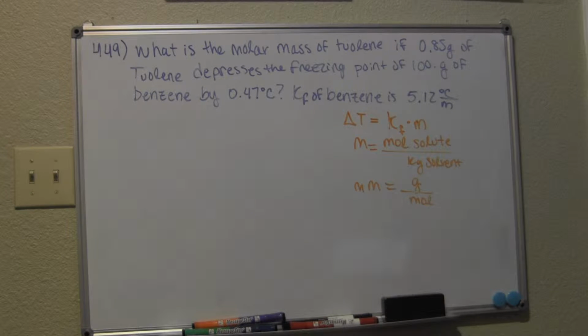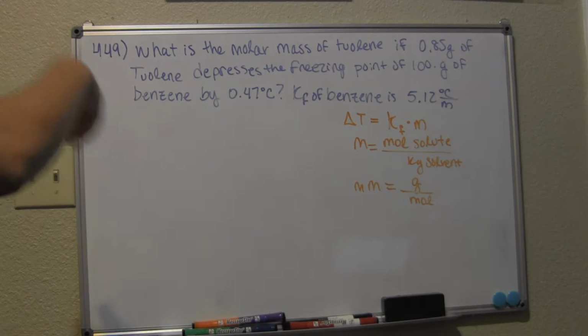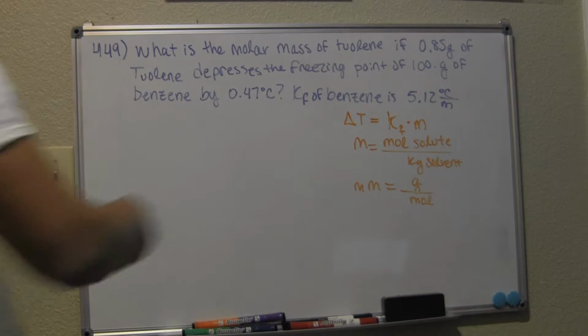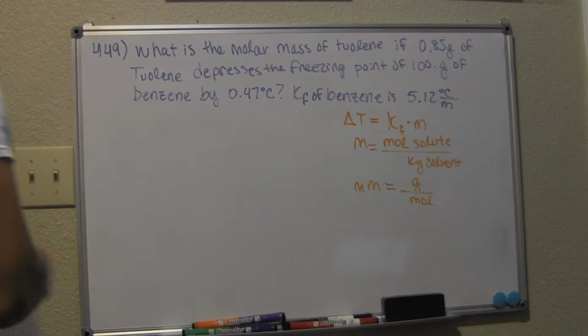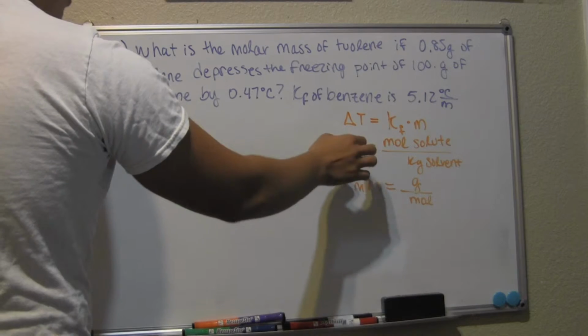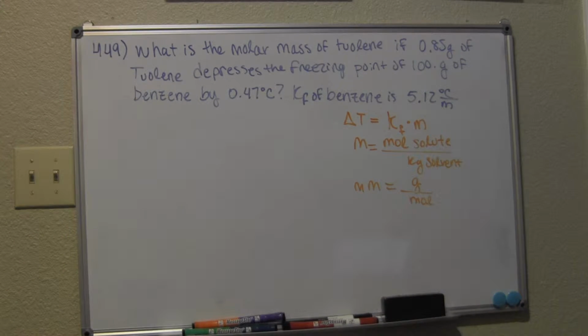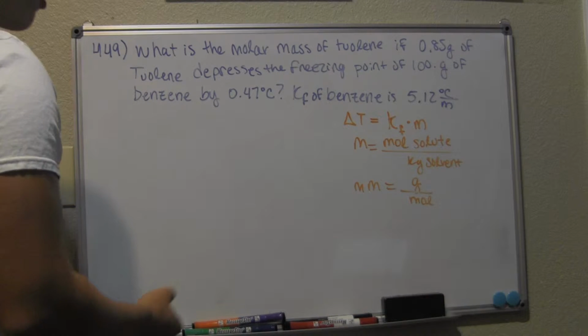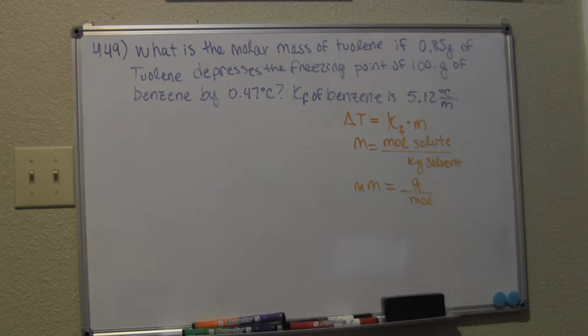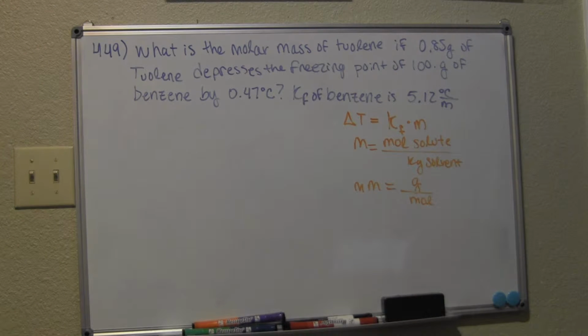All right. So the equations that we're going to be using: the change of temperature for the freezing point depression is equal to Kf times the molality. And molality, just a refresher, is moles of solute per kilogram of solvent. In this situation, we can identify toluene as our solute and benzene as our solvent. And the molar mass is grams per mole of whatever you're talking about.